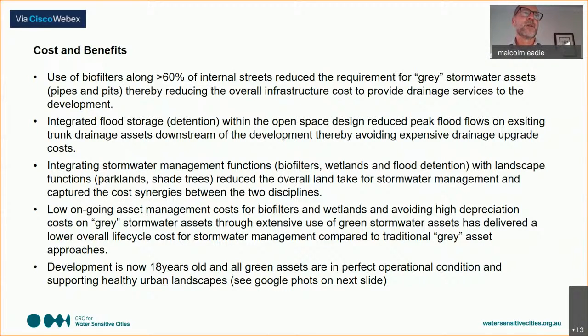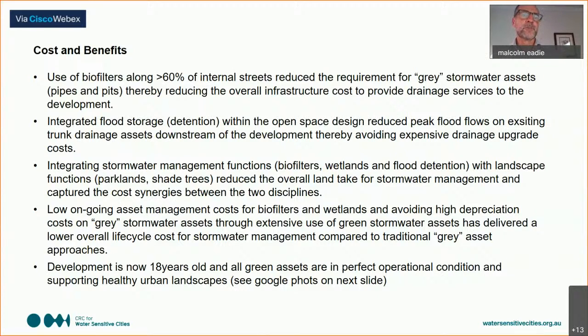But by doing that in an integrated way, we reduce the overall land take needed to deliver stormwater management functions and urban amenity and recreational functions. And we are able to capture a lot of the cost synergies in bringing those disciplines together. There is generally low ongoing asset management costs associated with green infrastructure.